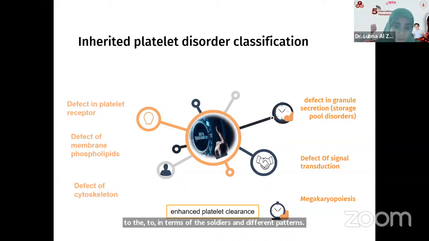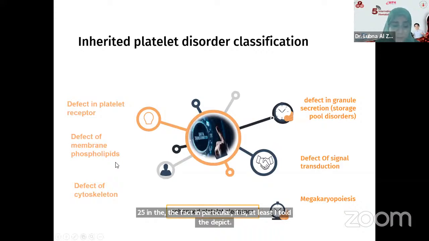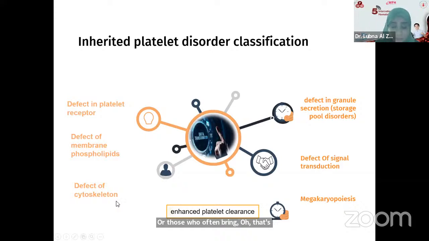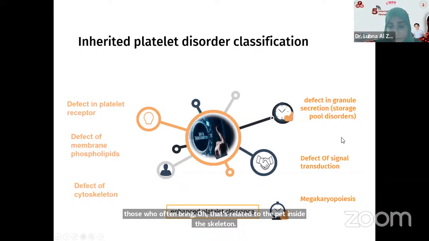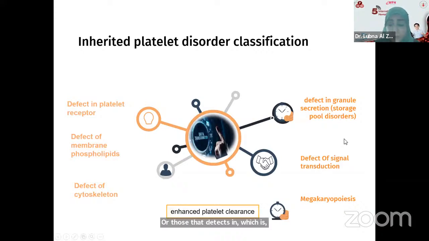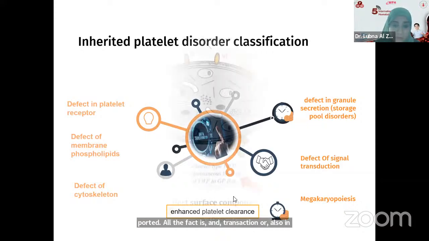Thereby, the inherited platelet disorders can be classified depending on the defects that appear in the platelet structure. They can be classified as defects in platelet receptors, defective membrane phospholipids, defects related to the cytoskeleton of the platelet, defects in granule secretion, which includes storage pool disorders, defects in signal transduction, or defective thrombopoiesis. Also, enhanced platelet clearance is another classification.